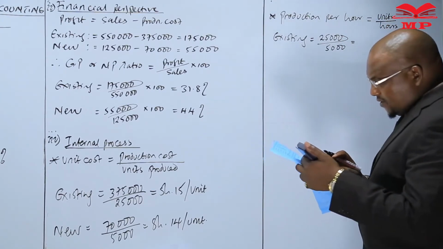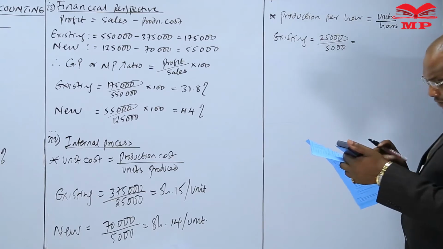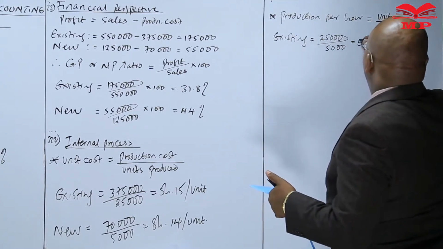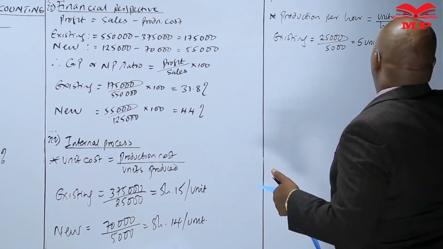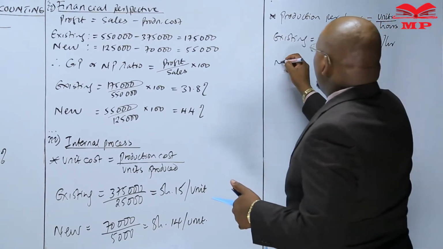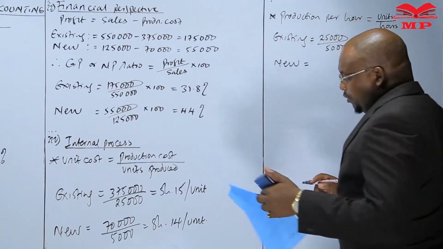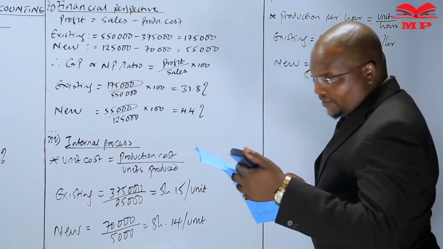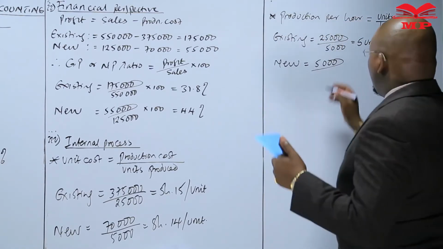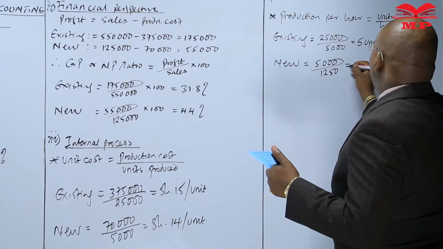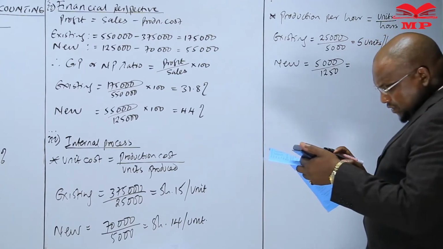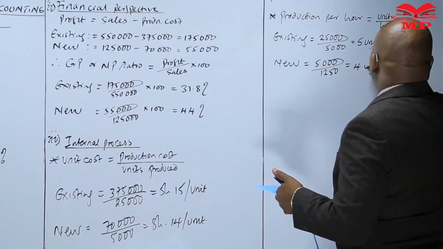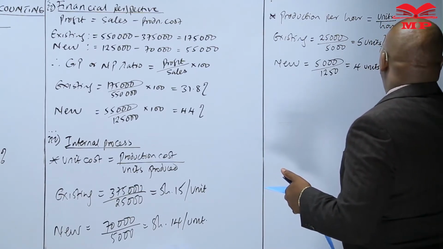So this is going to give us 25 divided by 5. This is 5 units per hour. Then we have the new. The number of units produced is 5,000 units, while the number of hours that we have used is 1,250. So this will be 5,000 divided by 1,250 hours. This is 4 units per hour.